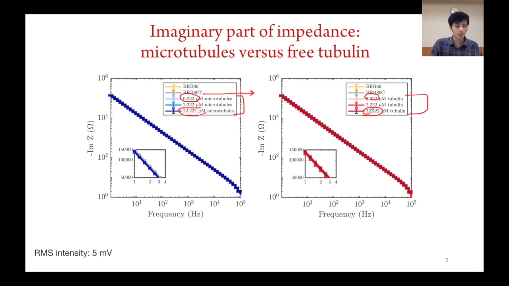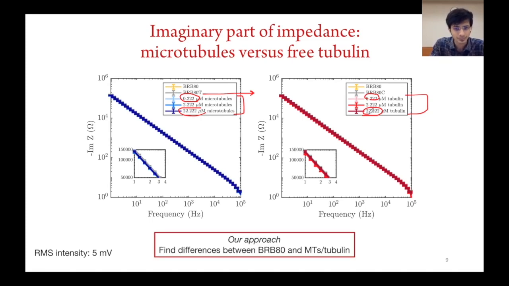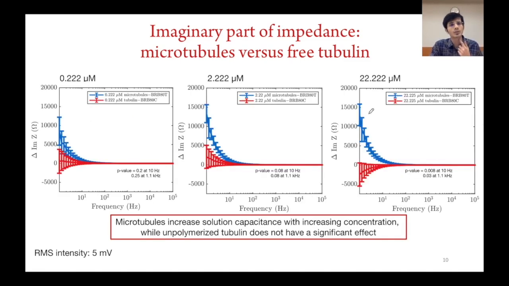And now you can compare not only what happens to microtubules as a function of concentration, we can also compare what happens to the electrical properties as a function of tubulin versus microtubules. So you can compare unpolymerized to polymerized tubulin in this method. And yes, you can subtract the background from the microtubule solution, and you get these readings. So for 0.22 micromolar, we found that microtubules increased solution capacitance, whereas unpolymerized tubulin, which is the red line, didn't really do much.